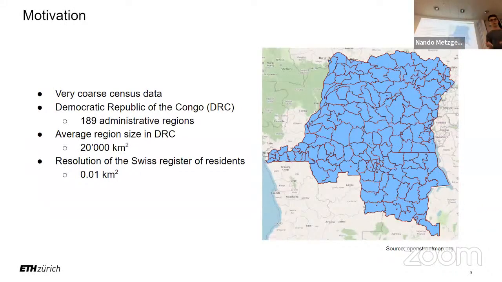Now, the DRC has census regions or administrative regions, and there are 189 of them. For each census region, we only get the total count of people that live there. So it's not a lot of information. On average, for every 20,000 square kilometers, we have one number of how many people live there, but we don't know where they're exactly distributed. You can compare this to what we have in Switzerland. In Switzerland, we have the hectare raster. So it's really a huge scale difference.